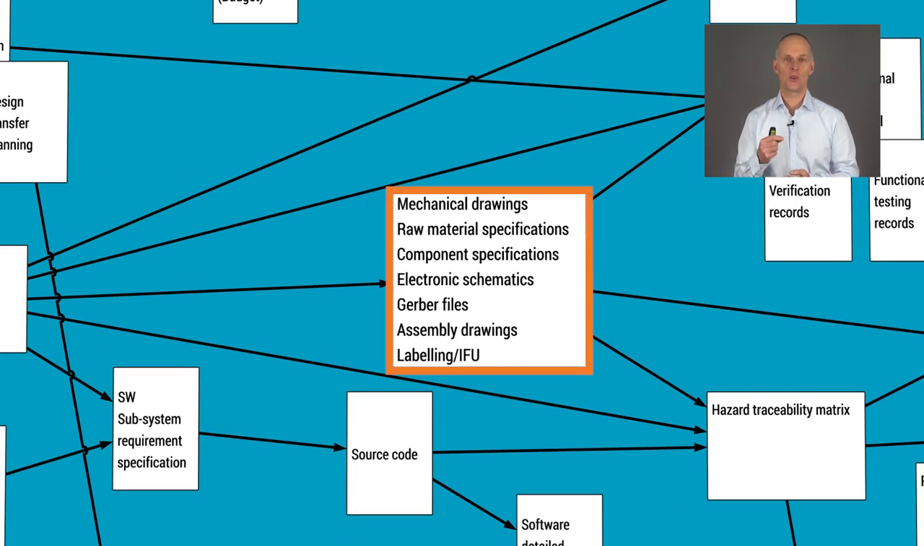What you would do to create these outputs would be to work on the mechanical design, including packaging and the disposable kit that is part of our example product. You would be designing electronics, schematics, and creating Gerber files. You would be creating assembly drawings and also the labeling. And this includes both labels on the product and packaging, as well as the instructions for use. And as you can see, even though I have split it out in this overview, the source code for the software is also an output from the design effort.